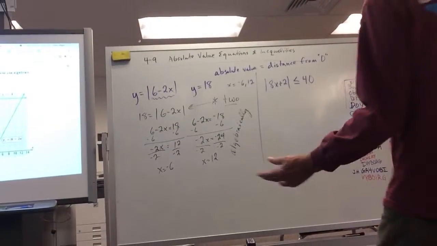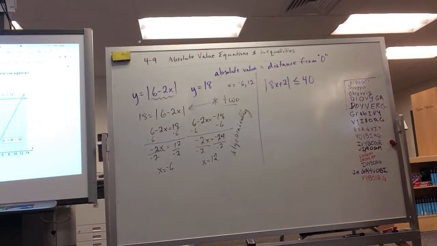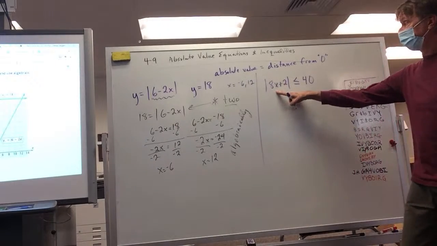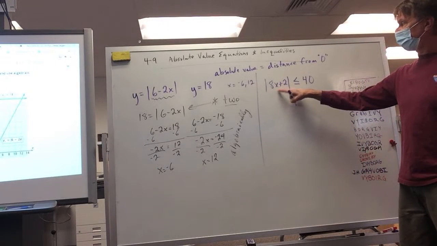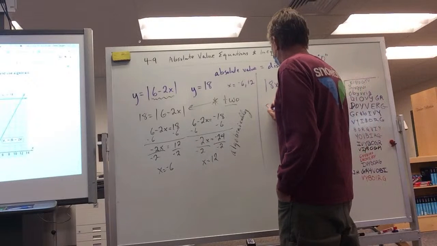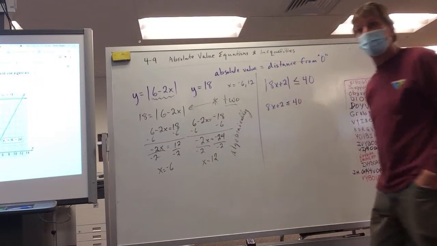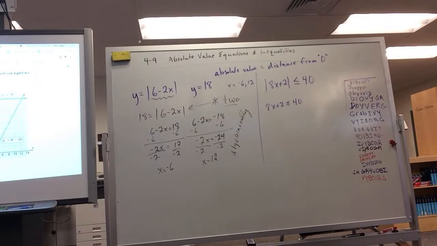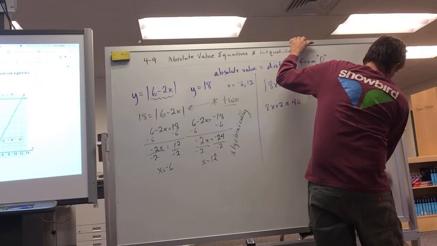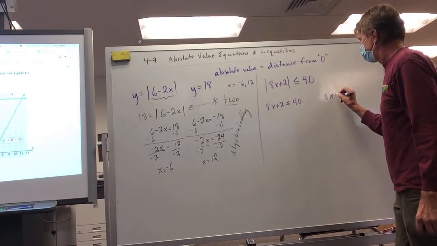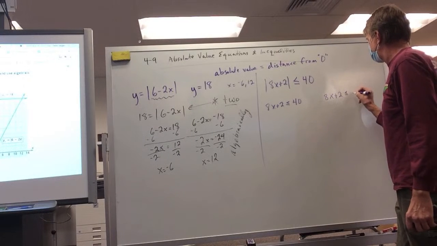So we do essentially the same thing, but we have to really watch when we divide by negatives and multiply by negatives, because you have an inequality symbol. So this number that comes out of here can be either positive or negative. So in this case, the 8x plus 2 could be less than or equal to a positive 40. We solve it that way. I'm going to get rid of this geometry words. And secondly, 8x plus 2 can be less than or equal to negative 40.